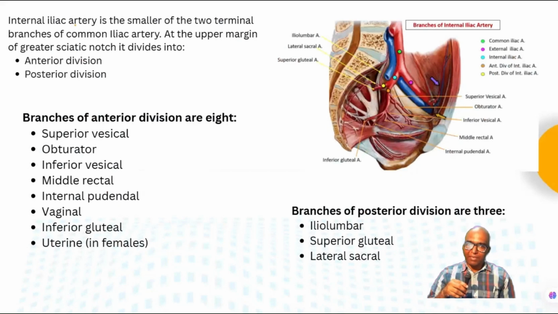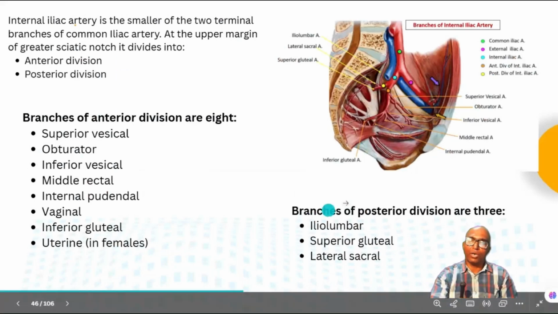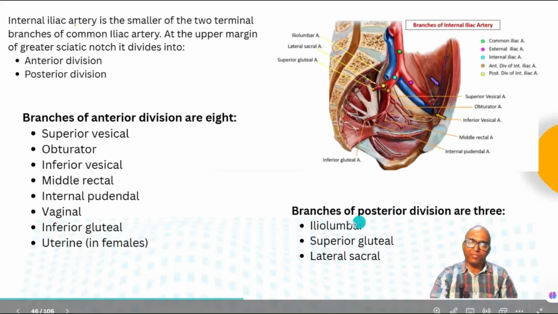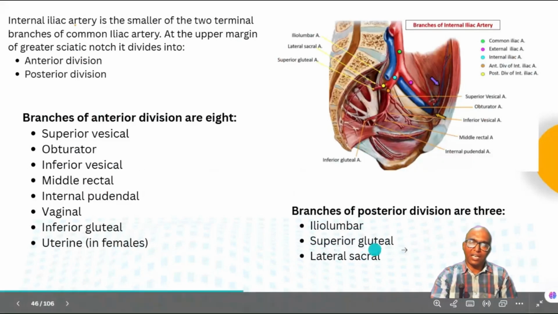Anterior division will give 8 branches, that is superior vesical, obturator, inferior vesical, middle rectal, internal pudendal, vaginal, inferior gluteal, and uterine. So these are the branches of the anterior division. While posterior division, only 3 branches are there: iliolumbar, superior gluteal, and lateral sacral. Here there is a mnemonic called PILS. Posterior division has got iliolumbar, lateral sacral, and superior gluteal. So PILS.